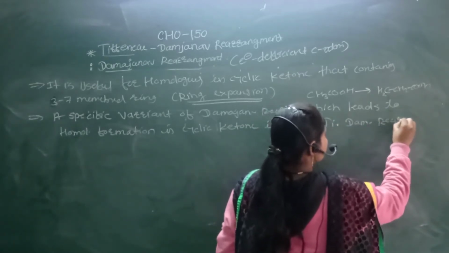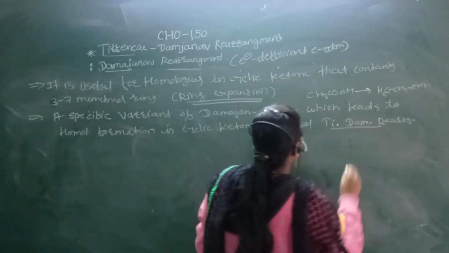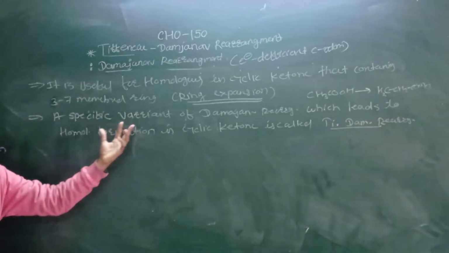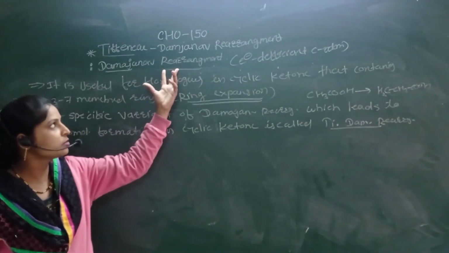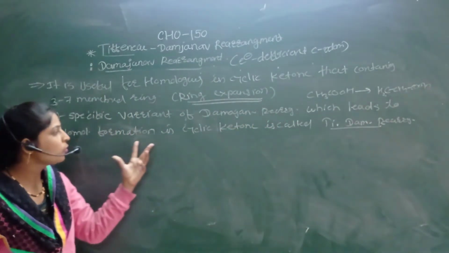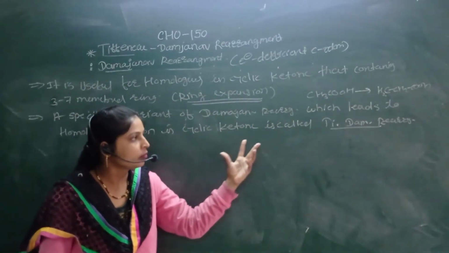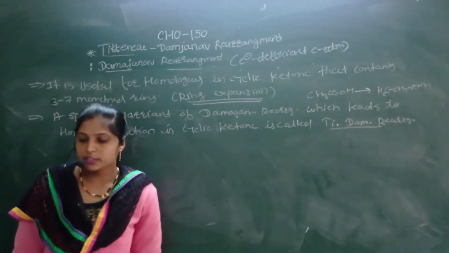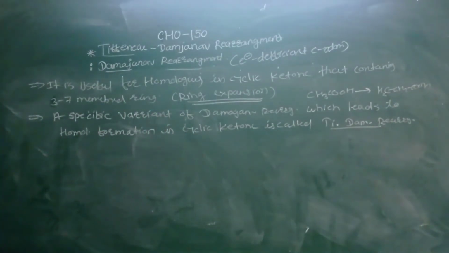Means a specific variant of the Demjanov rearrangement, that is the Tiffeneau-Demjanov rearrangement, which leads to the formation of a homologous cyclic ketone. So in the next step we have to discuss the example.